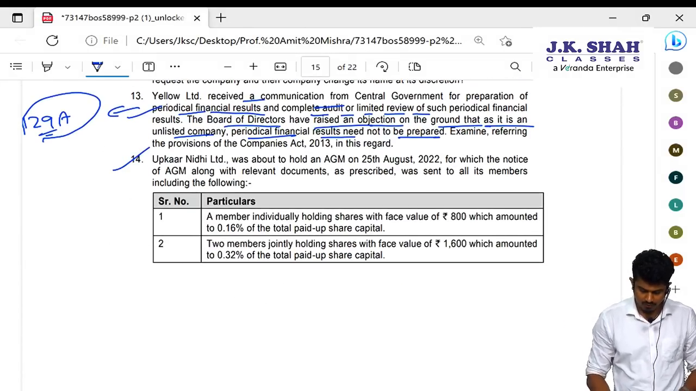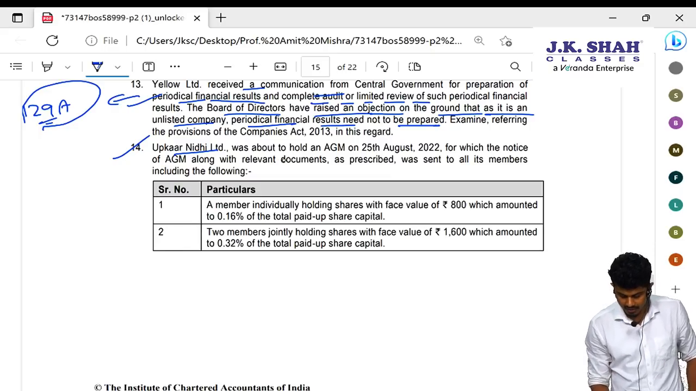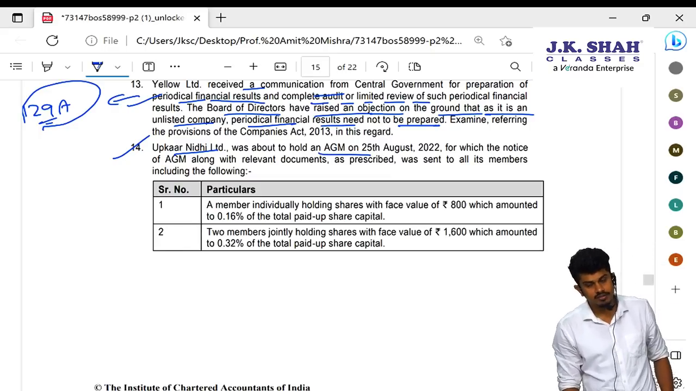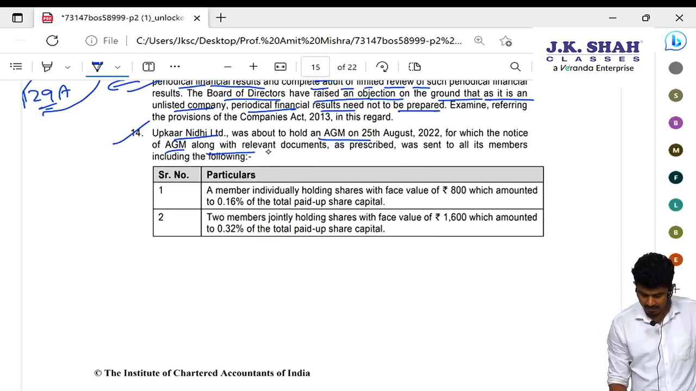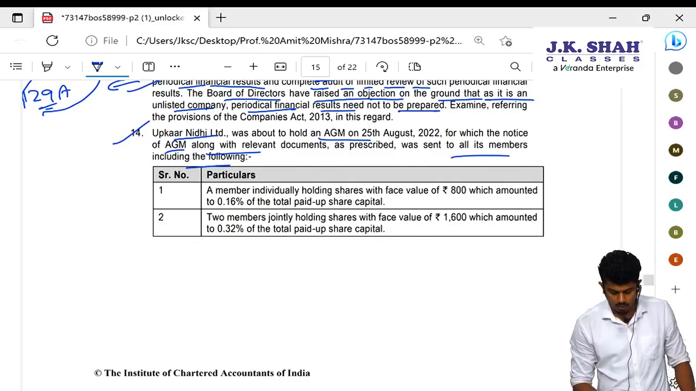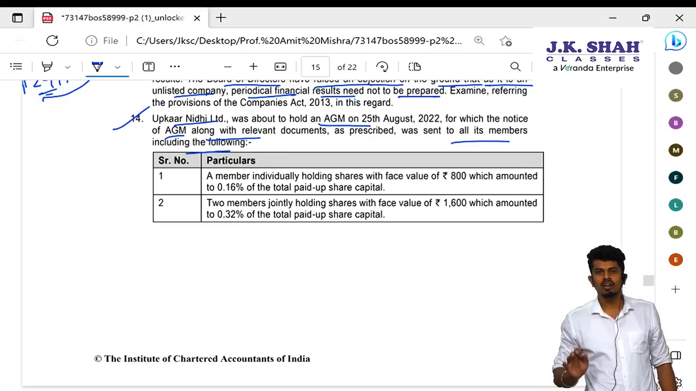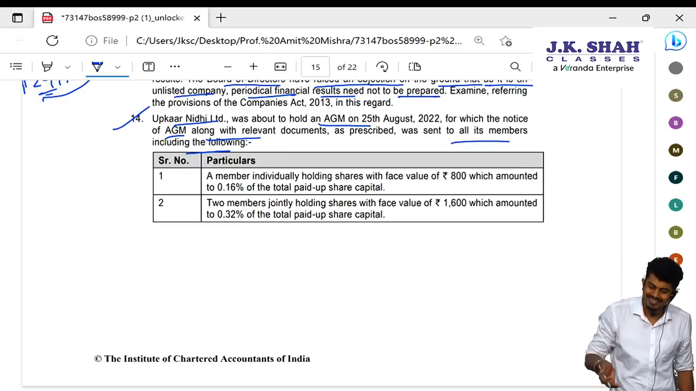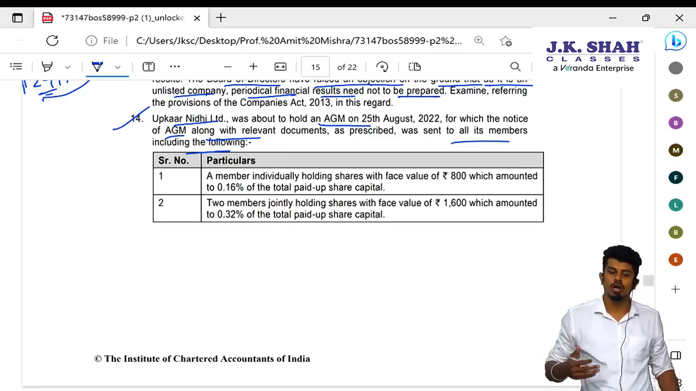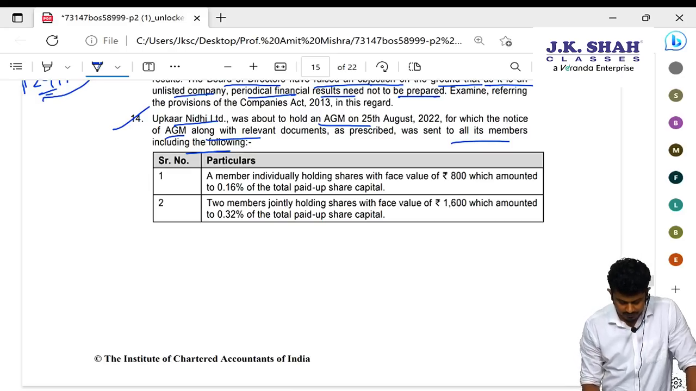Now, question number 14. Upkar Nidhi Limited, a Nidhi company, was about to hold its AGM on 25th August, for which the notice of AGM along with relevant documents was sent to all its members, including the following. Now, a Nidhi company is going to conduct its AGM on 25th August 2022. For which notice was given?